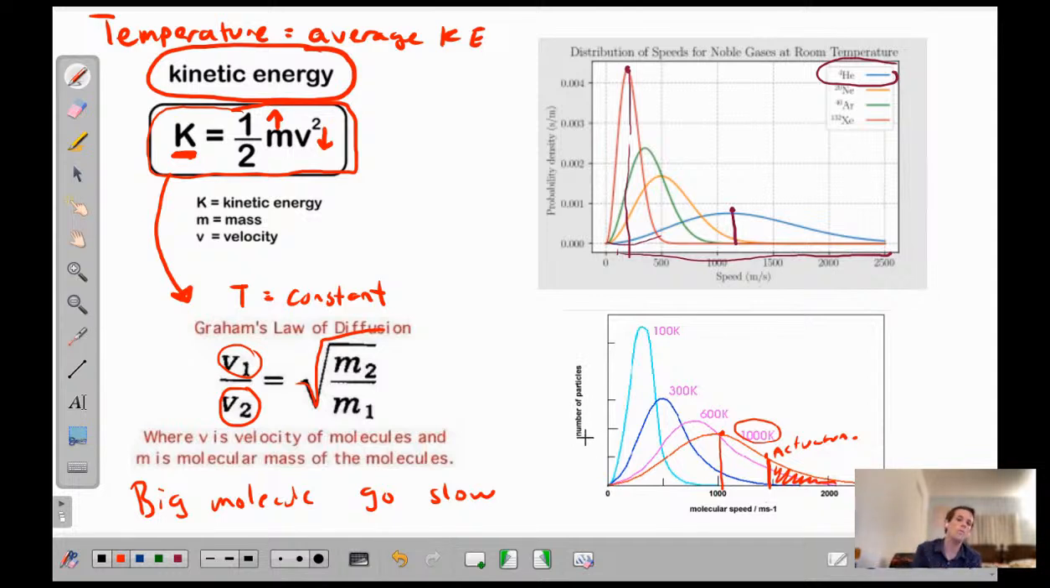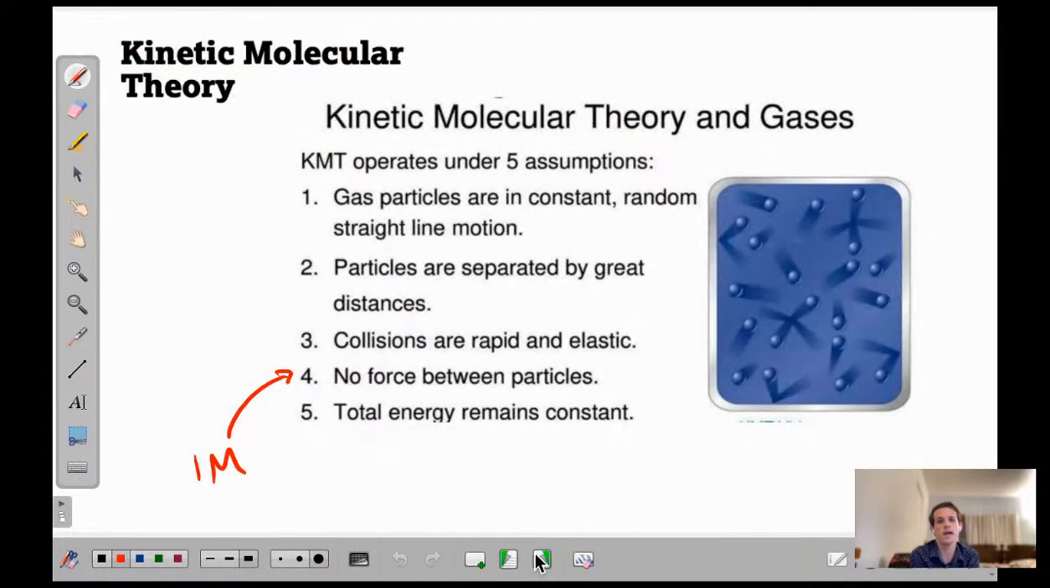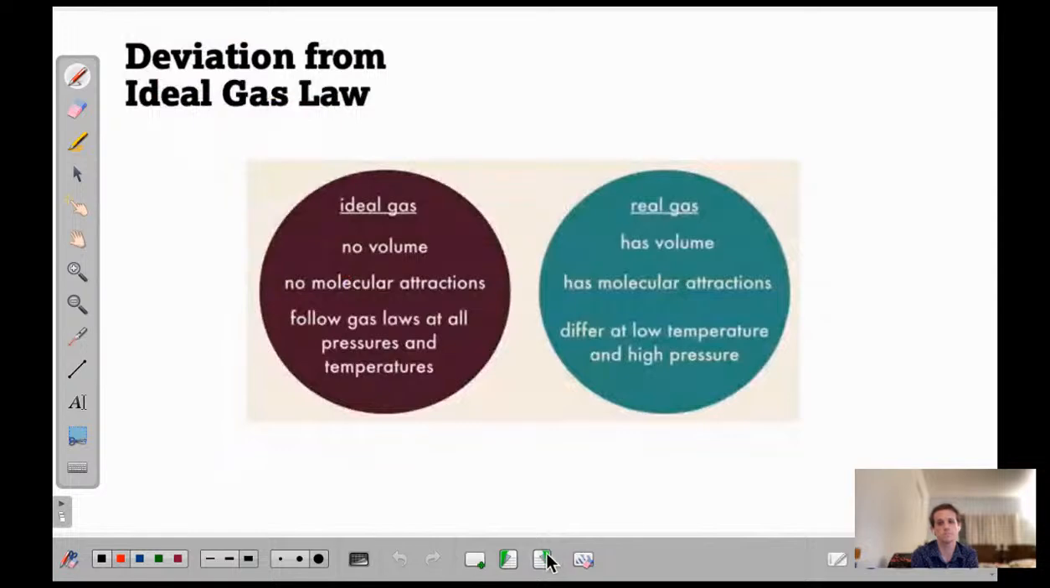So these are all basically concepts connected to KMT that you should be able to understand just by this idea that more energy means they're going faster. Gas particles are constantly moving around. We don't have to worry about the space they're taking up and all those kinds of things. This is also sort of connected to collision theory, which we'll cover in more detail when we go over kinetics.